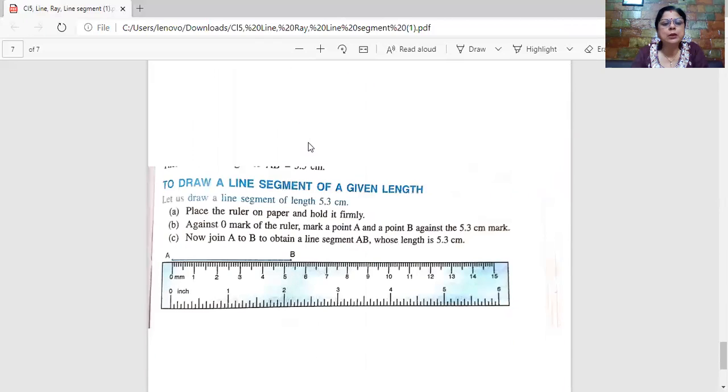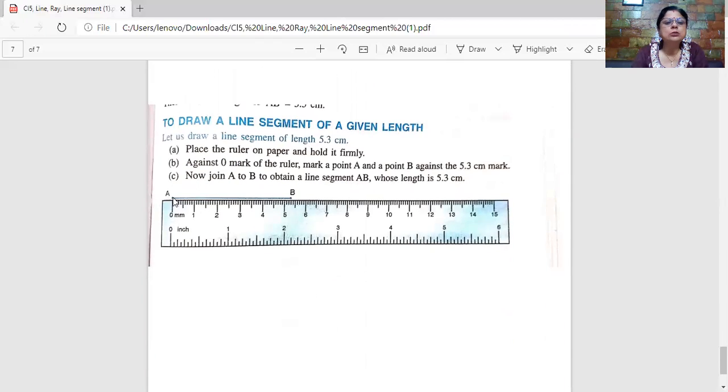So suppose AB is a line already given and you have to measure AB. This is actually a different topic, but I'm just telling you. You put the 0 mark against A, and then count which point is coinciding with B. From 0, 1, 2, 3, 4, 5, 5.1, 5.2, 5.3 is coinciding with B. So the length of AB is 5.3 centimeter.